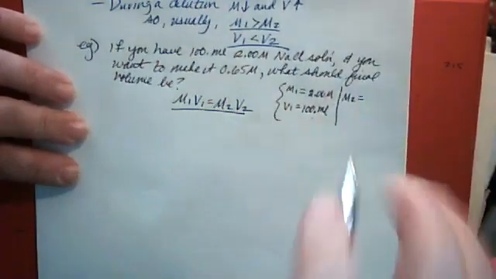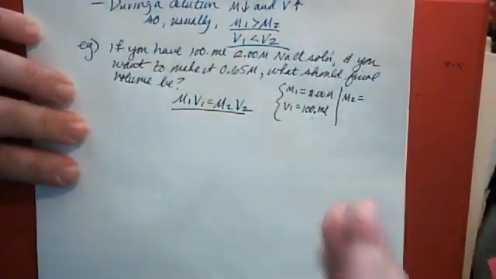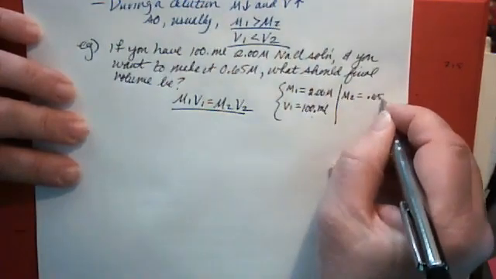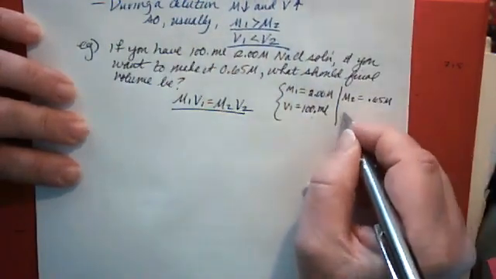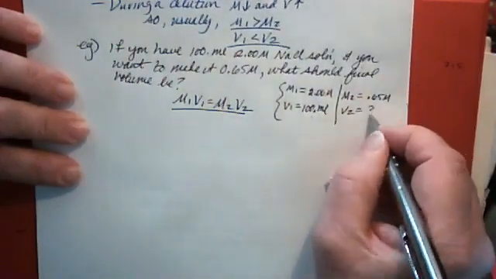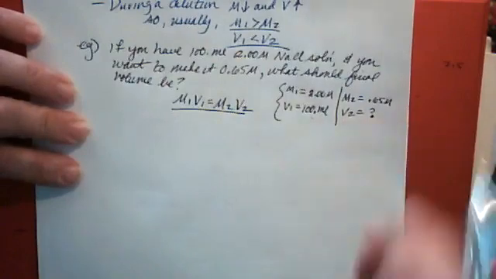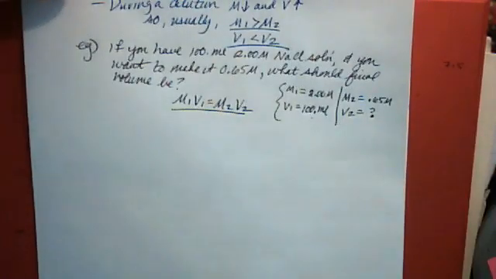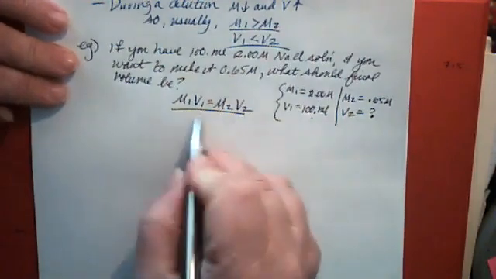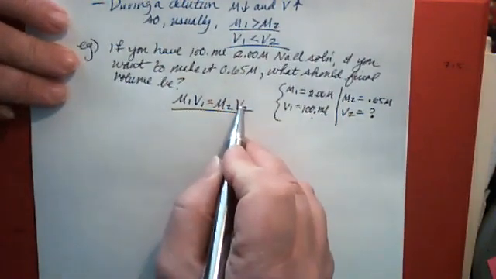M2 is the final molarity that you want to achieve. And that was 0.65 M. And V2 is the final total volume of solution. Okay, so that is the unknown in this equation. So we need to solve this equation for V2.